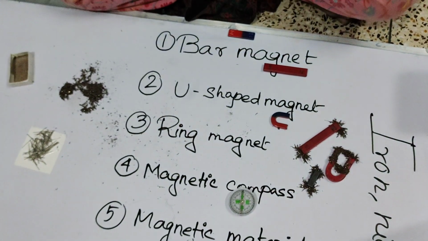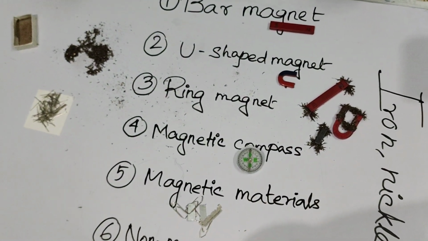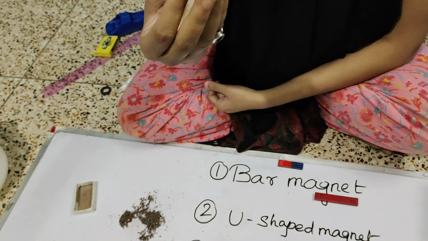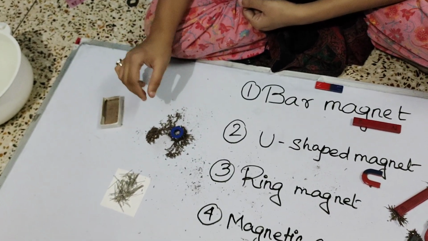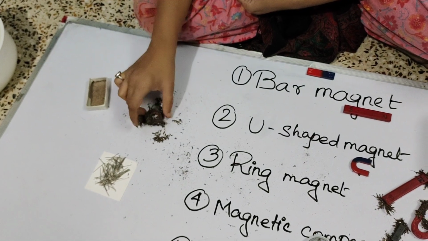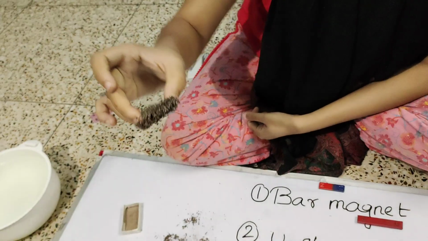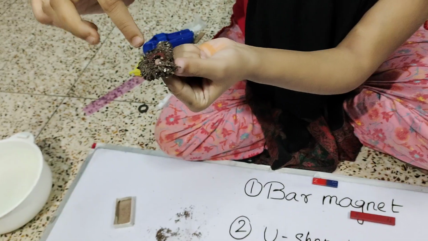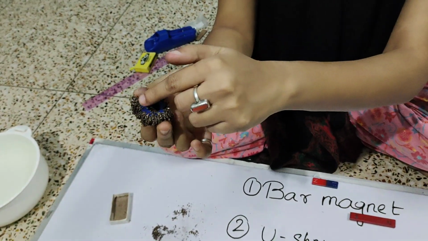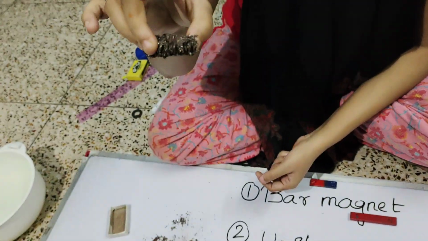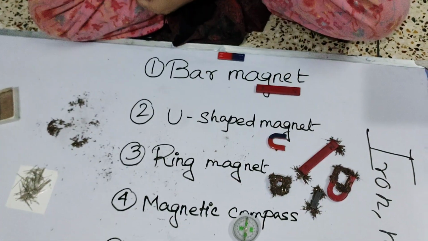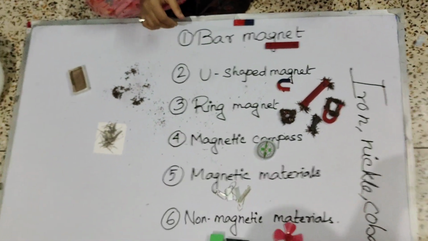Now I will do it with this cylindrical magnet. Okay, so I am putting it here. So what do you think? See, on this side and this side and this side, maximum attraction is there. Okay, so what is our conclusion from here?